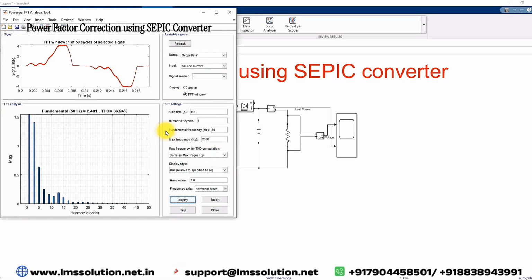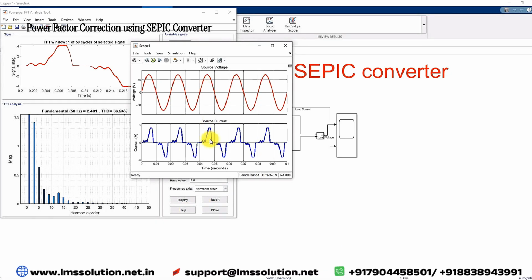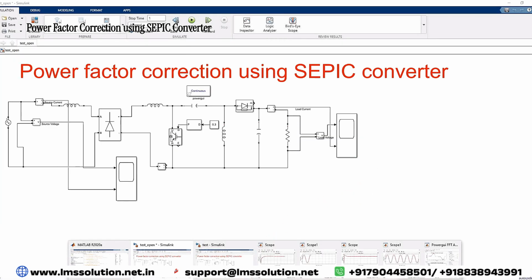That means you have to reduce the THD as well as you have to improve the power factor, because from the source voltage and source current you can see that both are not in phase. So because of that, the load and the diode rectifier draw more reactive power from the source. So this is a problem. In order to avoid this problem, we go for closed loop control.